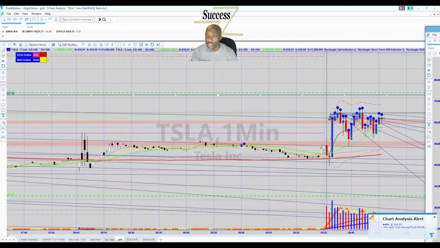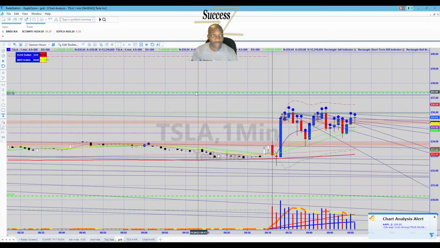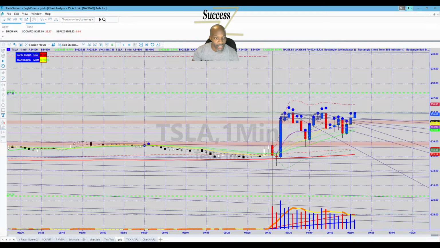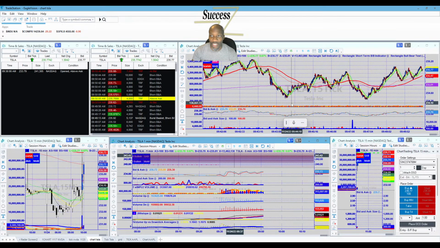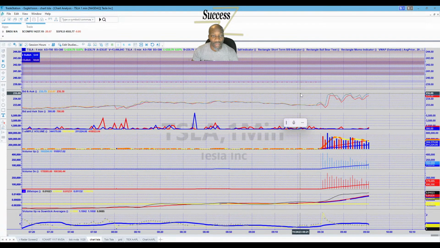So that's not that far, but I think it can do it. All right, that's on the 1 minute time frame. All right, let me open up, let's see, grid, Tesla. Here's my chart for Tesla. I want to get in on the 15-second time frame and see if I can. On the 15-minute time frame, it's going straight up.